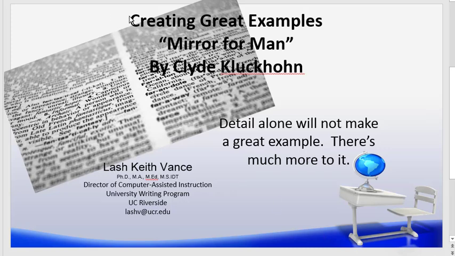In this video, I will be reviewing how to create great examples. Specifically, I'm focusing on Mirror for Man by Clyde Kluckhohn. Many people think that examples really constitute having many details, but it's actually much more complicated than that. So I'm going to go over a few different types and levels of examples, and then actually write out some examples to illustrate this based on Mirror for Man.